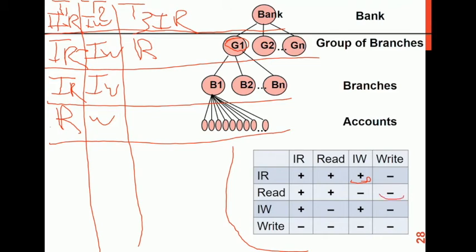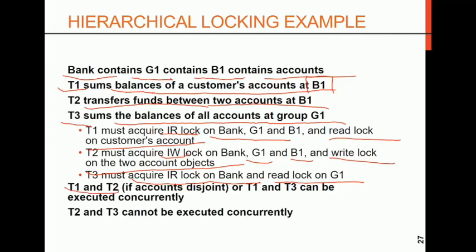So accessing these resources at the end here is not compatible. Therefore you can't have T1 and T2 running at the same time. These must be done sequentially, T1 and T2, unless the accounts are disjoint, which means that the accounts we're accessing are different from each other. In general, they shouldn't be run at the same time, but they can be if you know that the accounts you're reading from and writing to are not going to be the same account.